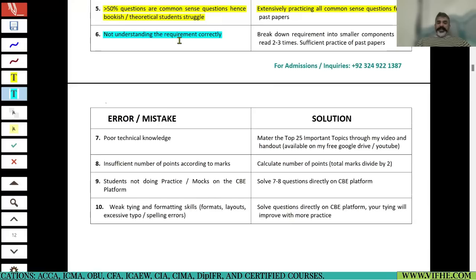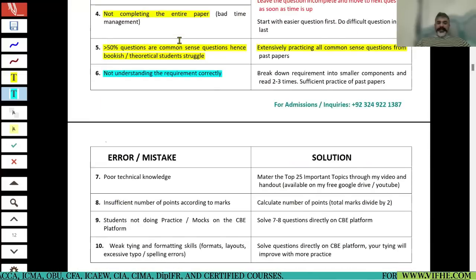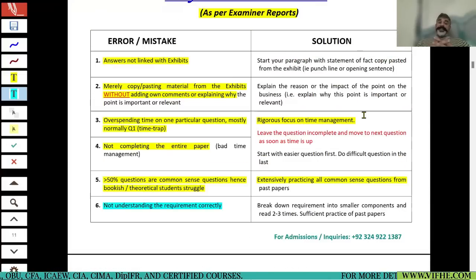All right. So these are the 10 most common reasons why students fail. And this list is in order of priority. All right. So you need to understand your weaknesses from this list. The first step is to understand your weakness. And then through practice, you will try and overcome it.